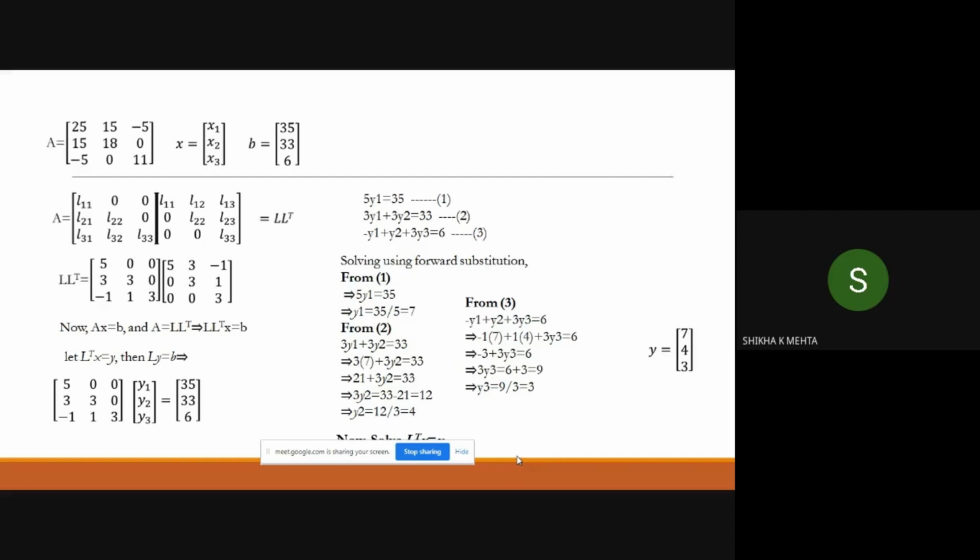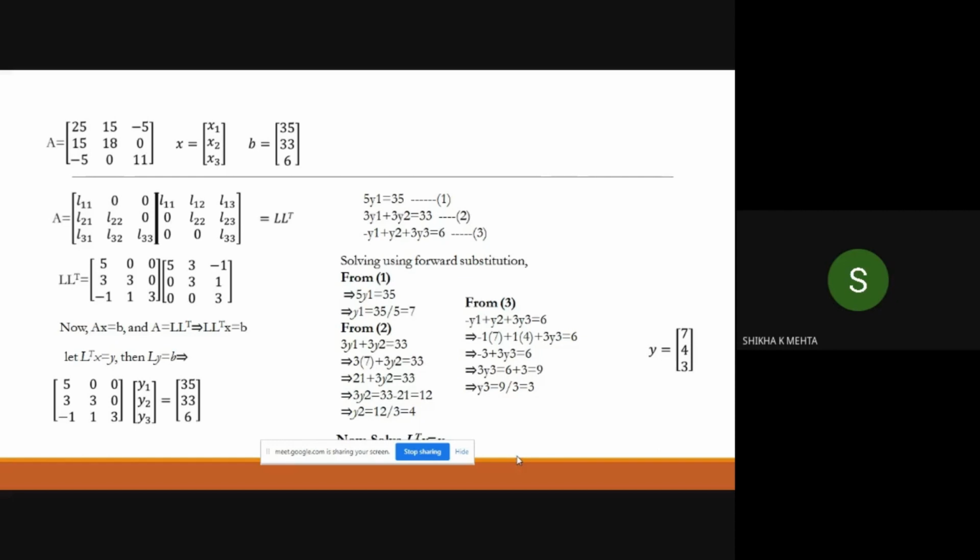Then putting the values in the third equation, where we have minus y1 plus y2 plus 3y3 is equal to 6. We have y1 is equal to 7 and y2 is equal to 4. So minus 7 plus 4 gives us minus 3. Then minus 3 plus 3y3 is equal to 6. So we are doing forward substitution, and we have y3 is equal to 3. So from here we are able to get the values of y1, y2 and y3.